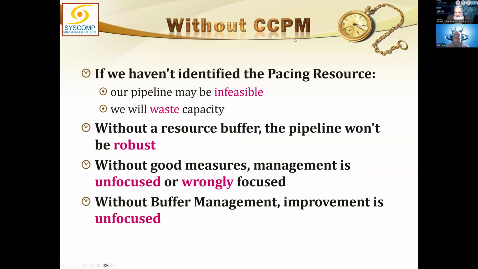If you don't exercise this, and most people don't, if we haven't identified the pacing resource, when you don't have good control over your resources, you don't have a resource buffer, our pipeline may be infeasible. We will waste capacity. Without a resource buffer, the pipeline won't be robust. Without good measures, management is unfocused and wrongly focused. Without buffer management, improvement is unfocused. There is no continuous improvement. It would be ad hoc improvement. Sometimes it is, sometimes it is not. Sometimes you see it, sometimes you don't.